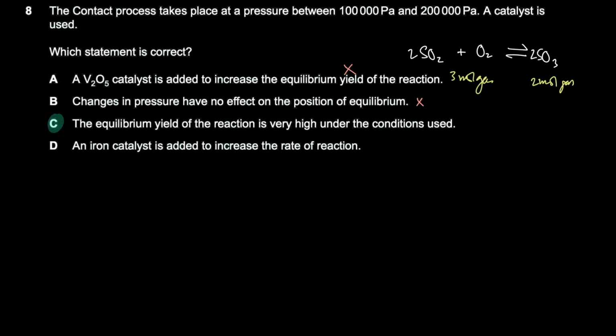D is incorrect because the catalyst being used is vanadium(V) oxide. So just by elimination, we know that statement C must be correct. Just be aware that the contact process is a relatively high yield, whereas the Haber process has a much lower yield. The Haber process, which is used to manufacture ammonia when nitrogen and hydrogen react, uses an iron catalyst and has a much lower yield.